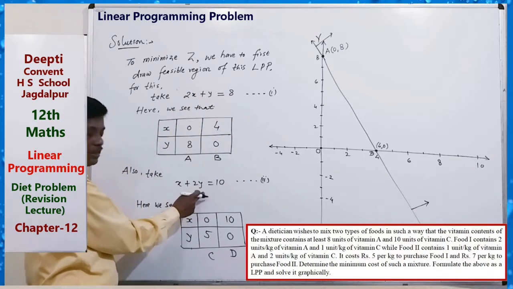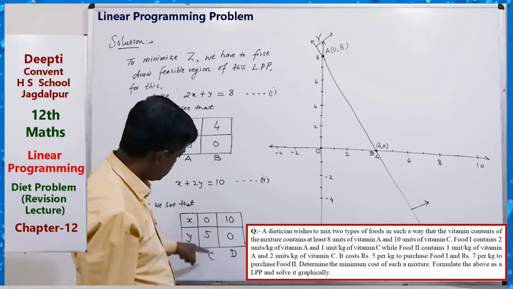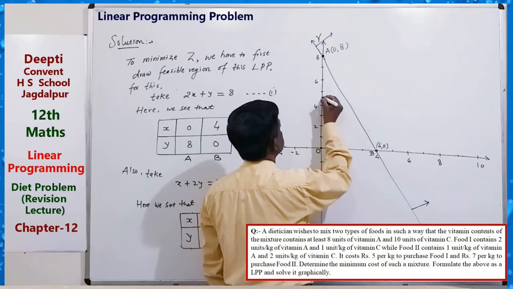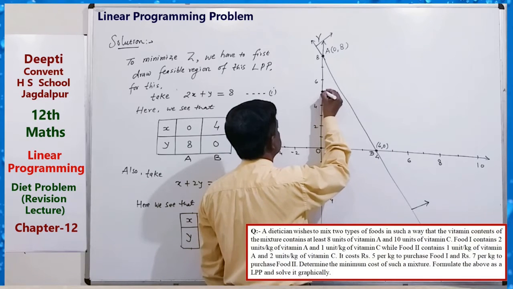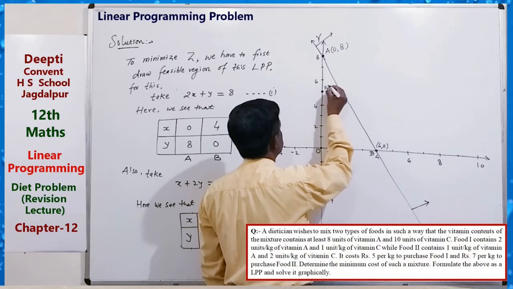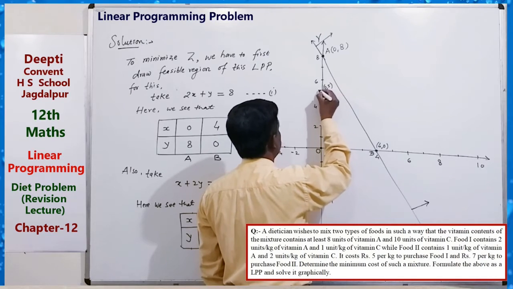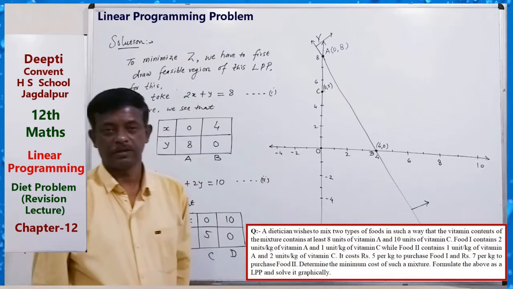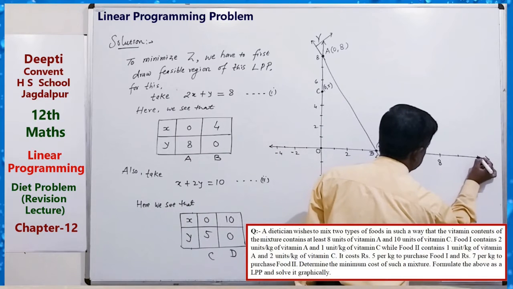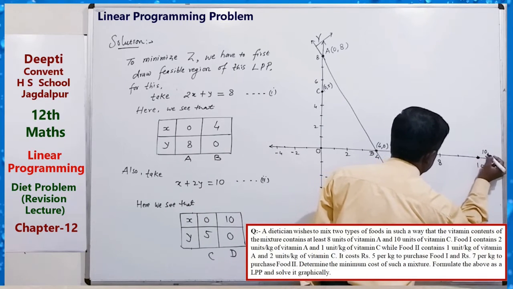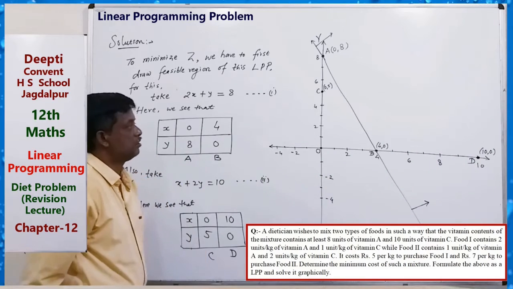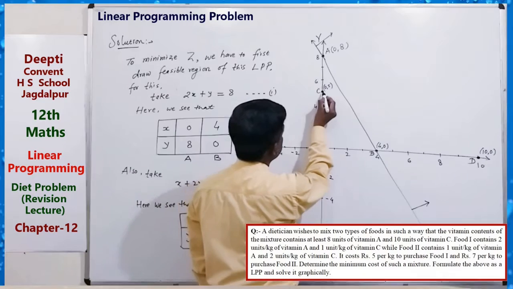Okay, similarly, here is also greater than or equal. So for drawing this, the point (0, 5). This is 0, and this 5 is here. This is (0, 5), point C. And (10, 0). This is point D. Now draw this line.